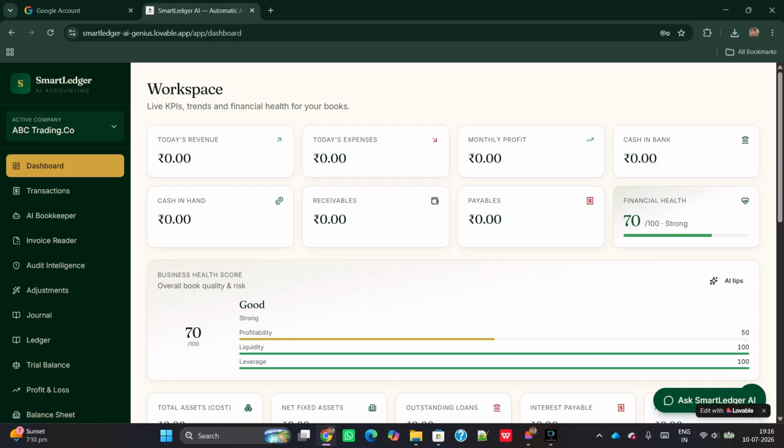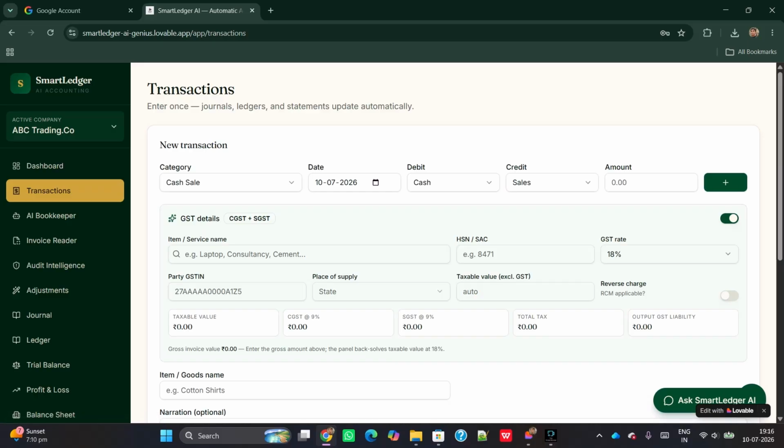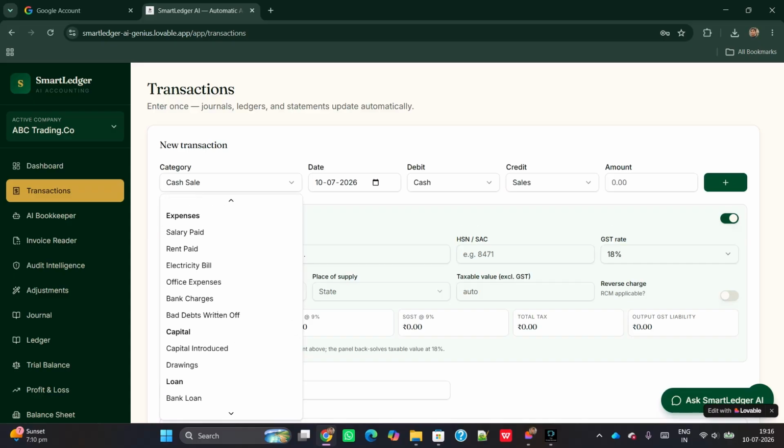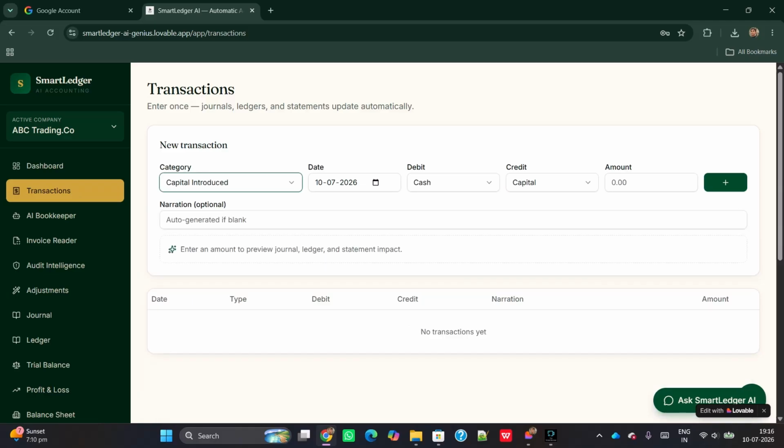So now let's add the transactions of a business. When we start a business, we generally introduce some capital in order to start it. So we will add capital by searching for capital introduced. Yes, the capital option, where we can see capital introduced. Once we tap on the particular transaction we want to add, which account is to be debited and which account is to be credited is automatically done by Smart Leisure AI.